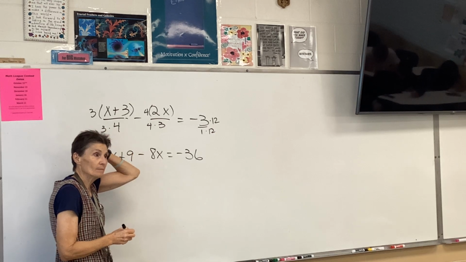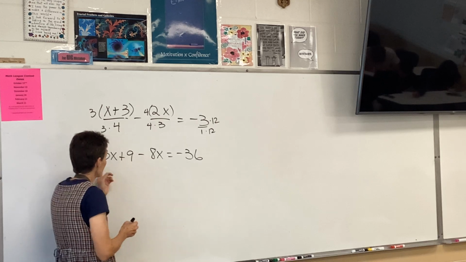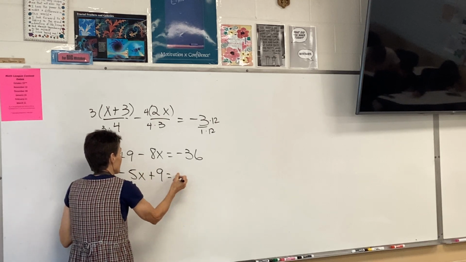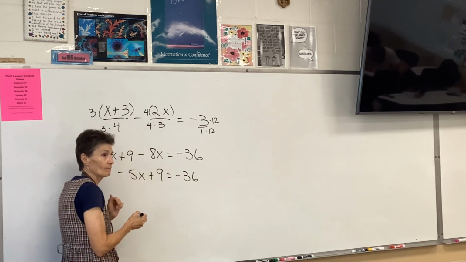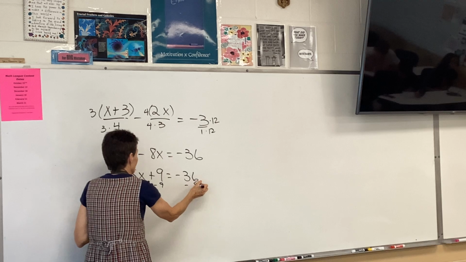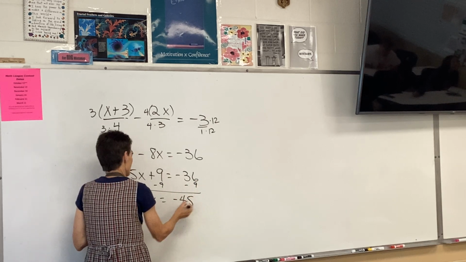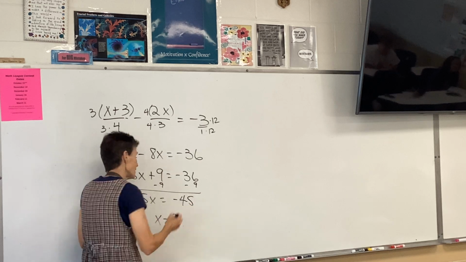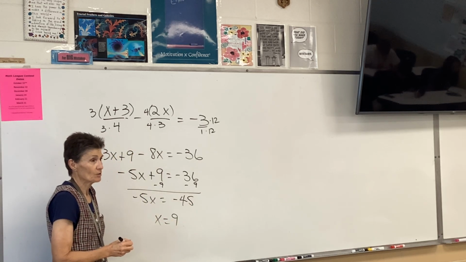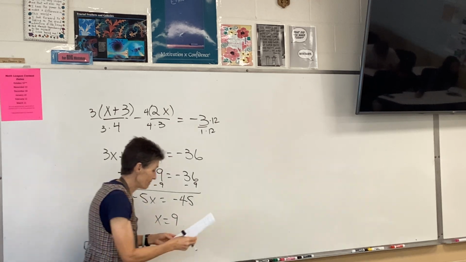That look okay? Let's combine like terms here. So negative 5x plus 9 equals negative 36. Negative 5x equals negative 45. Did you get 9? Some of you were working ahead. Did you get 9 when you did it? Yes. That's super. All right, here we go.